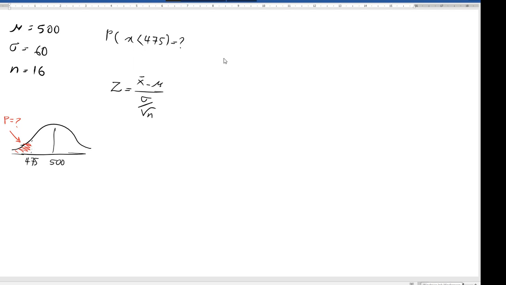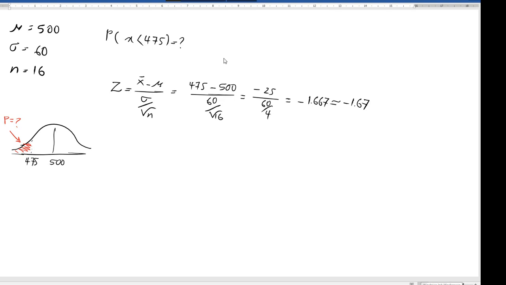Okay, what have I got? I have x bar 475. I have mu 500. I have sigma 60 over a square root of n, which is 16. That would be, so that's a negative value on the top, minus 25. That would be 60 over 4. If you solve this, you should get minus 1.667, which is almost equal to minus 1.67.